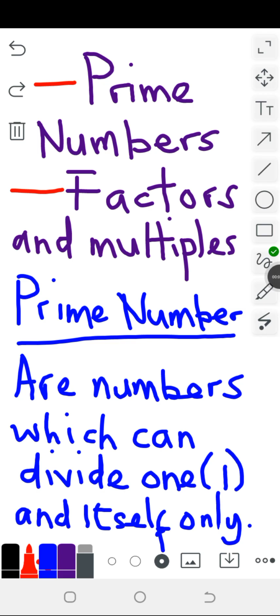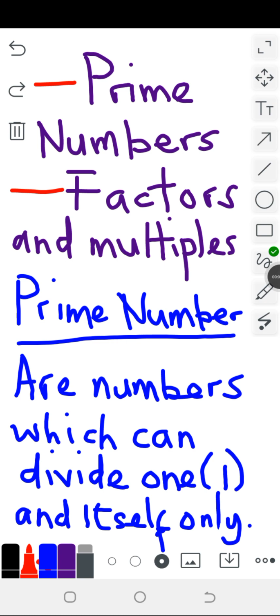Now, our next talking point, as I promised in our last class, are prime numbers, factors, and multiples. Prime numbers. What are prime numbers? We define prime numbers as numbers which can divide one and itself only. I'll go again. Prime numbers are numbers which can divide one and itself only.